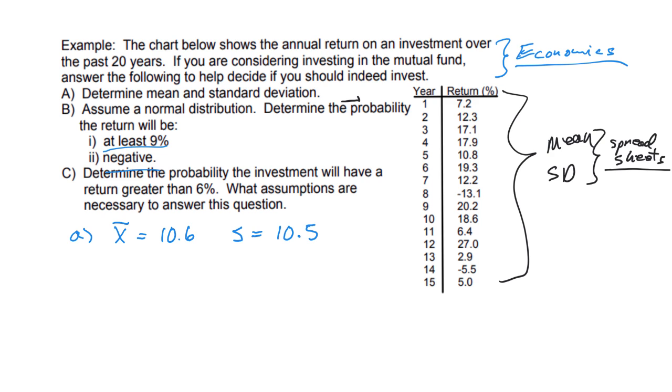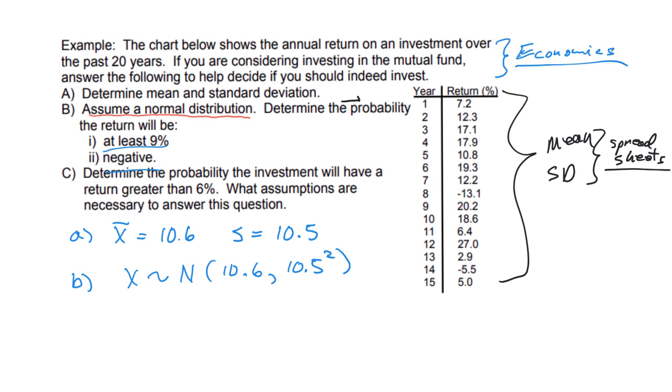So now we've got A done. Let's take a look at B. Now we're assuming that this is a normal distribution, okay? And we need to determine the probability that the return is going to be at least 9%. When we assume that this is a normal distribution, we're going to say that X is N of 10.6, 10.5 squared.